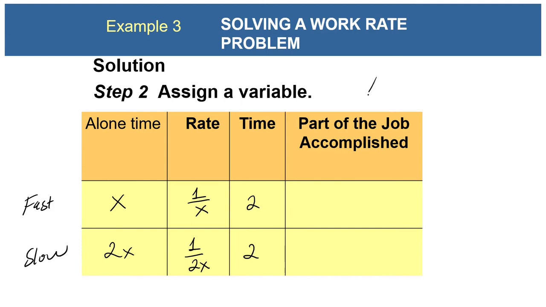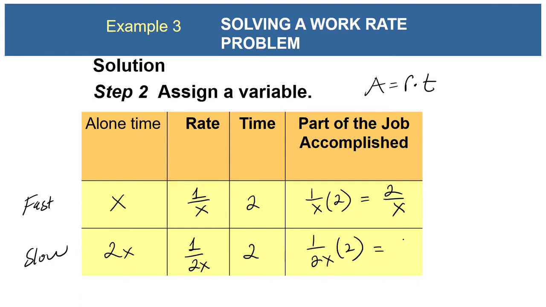Now recall the formula, A is equal to R times T. The amount of work completed is the rate times the time. So let's multiply 1 over x times 2. That's going to be equal to 2 over x. And now we multiply 1 over 2x times 2, and if you simplify that, that's just 1 over x. This is the amount of work completed by the fast printer, and this is the amount of work completed by the slow printer.